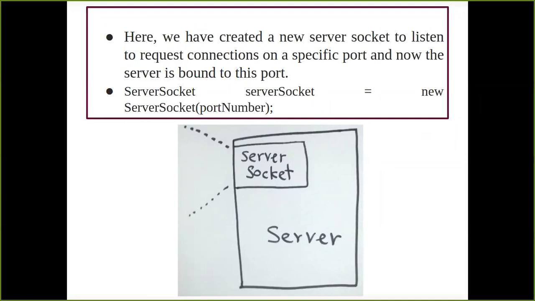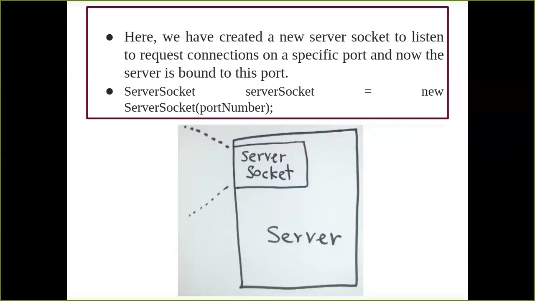Now this server socket is going to be written inside your server as well as in your client. So basically the server socket is responsible for receiving the request from the client on a specific port. Whenever a client sends a request, it is coming from a specific port, from a specific IP address, from a specific network address.